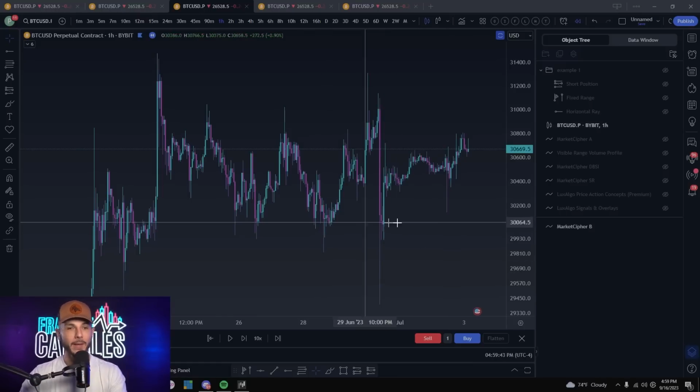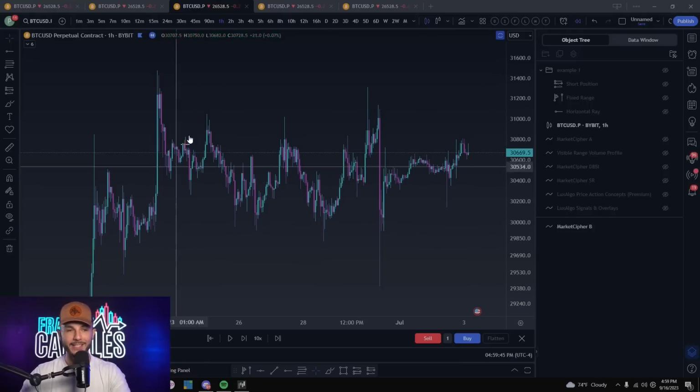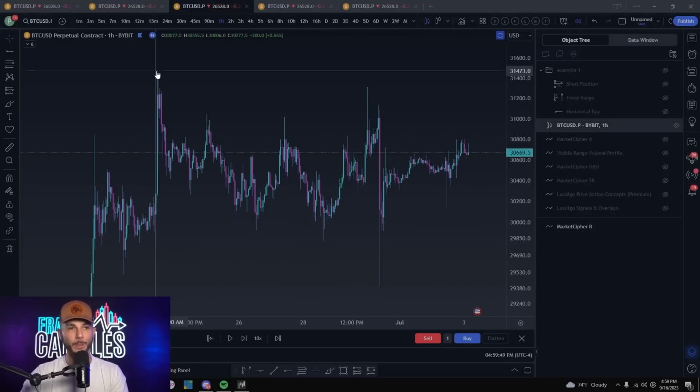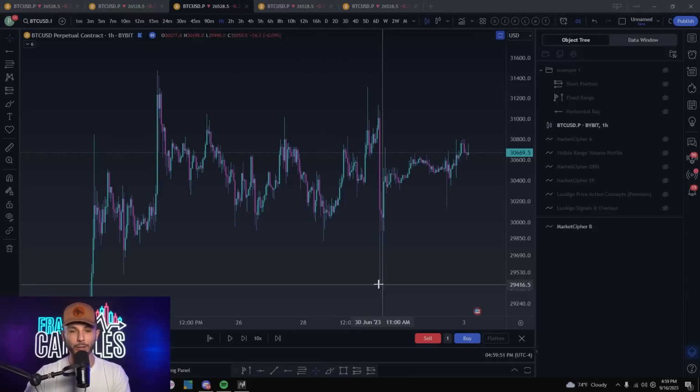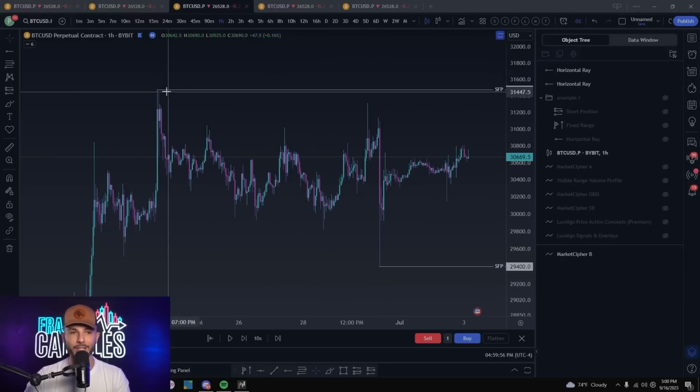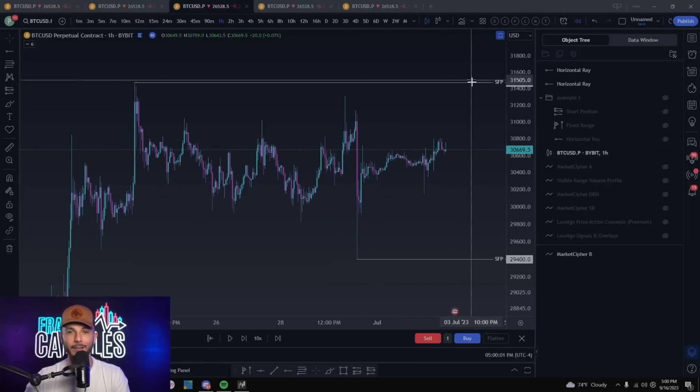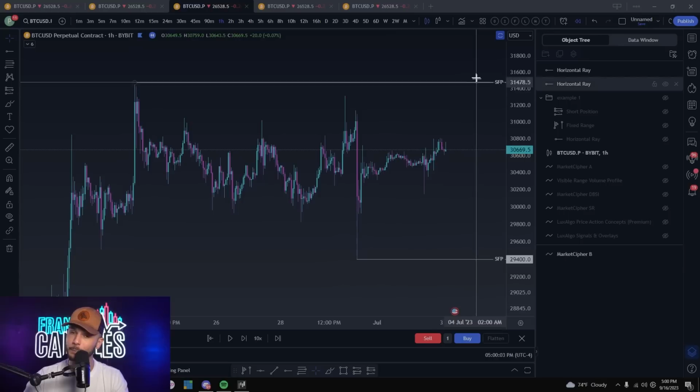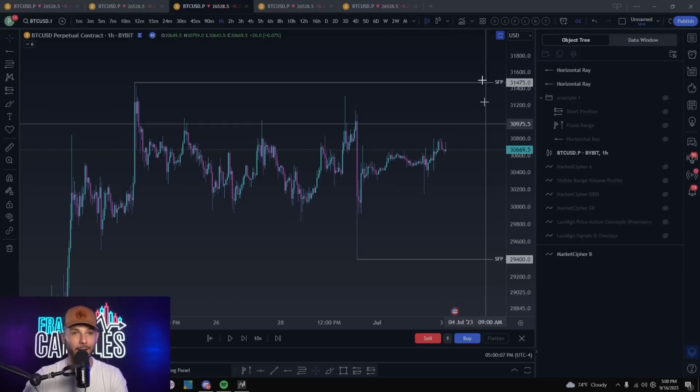Now, for me, what I like to do right off the bat is if we have a ranging market like this, I like to mark off the high of the range, which would be this wick right up here, and then the low of the range, which would technically be this wick down here. So I will label those levels and I'll mark them SFP, letting me know that if we come up to that level and we swing fail that level, that could be a very, very saucy reversal in the market, and I could make a lot of money off of it.